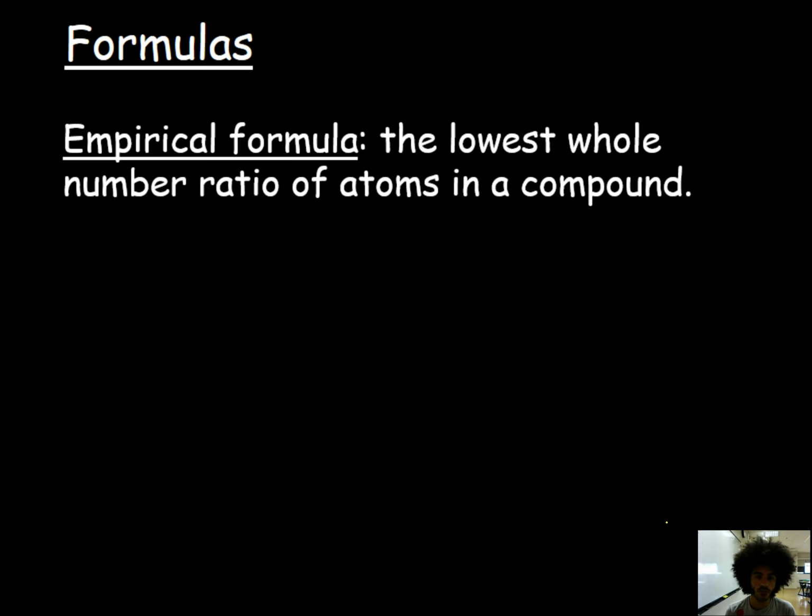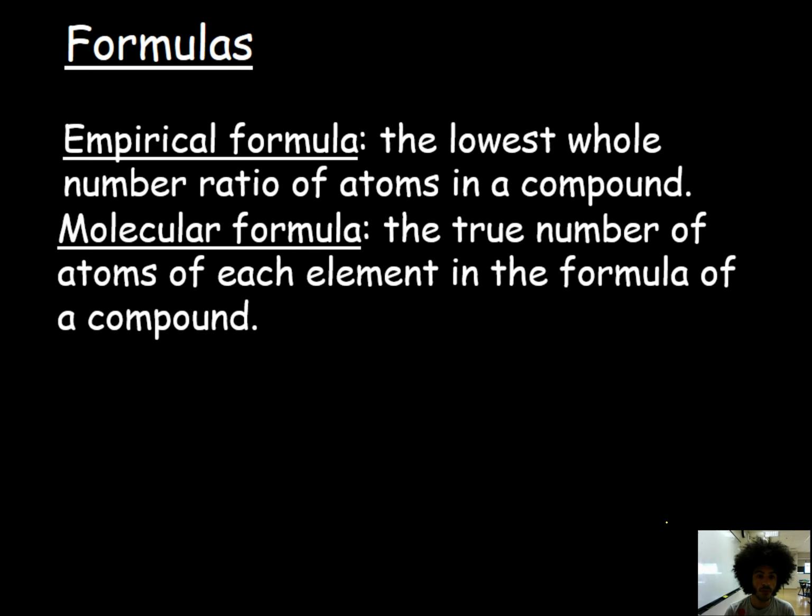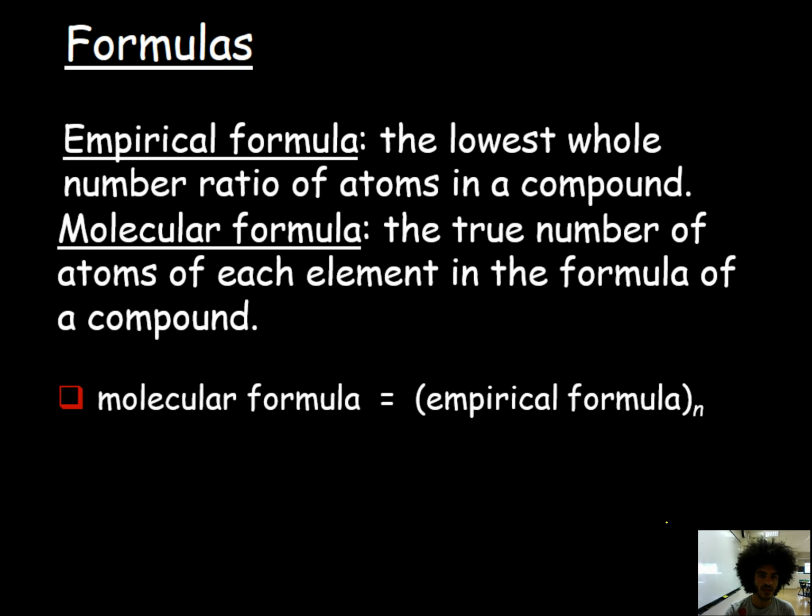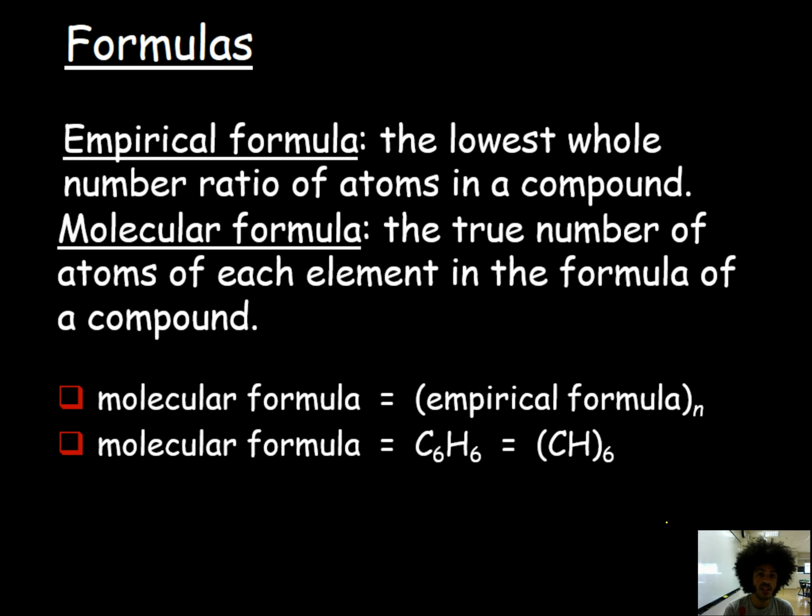So first off, the empirical formula is the lowest whole number ratio of atoms in a compound. It's the simplest ratio. The molecular formula is different. The molecular formula is the true number of atoms of each element in the formula of a compound. So one way of thinking about it is the molecular formula is your empirical formula, that simple ratio multiplied by a number which we'll call n. So for example, let's consider benzene, which is C6H6. The empirical formula is CH, but if you multiply that by n, which in this case is 6, it gives you the molecular formula. So that's what empirical formulae are.